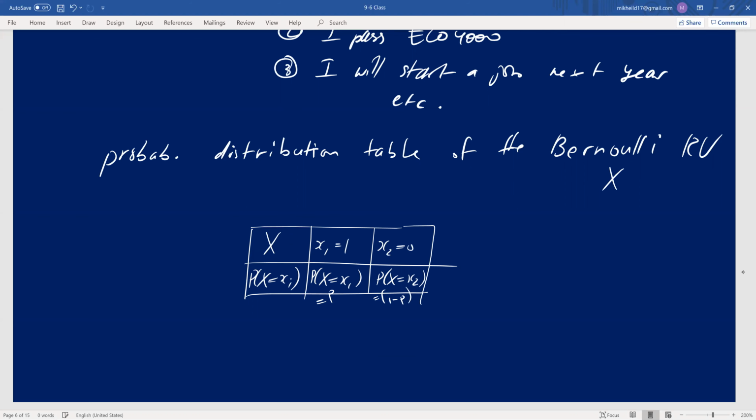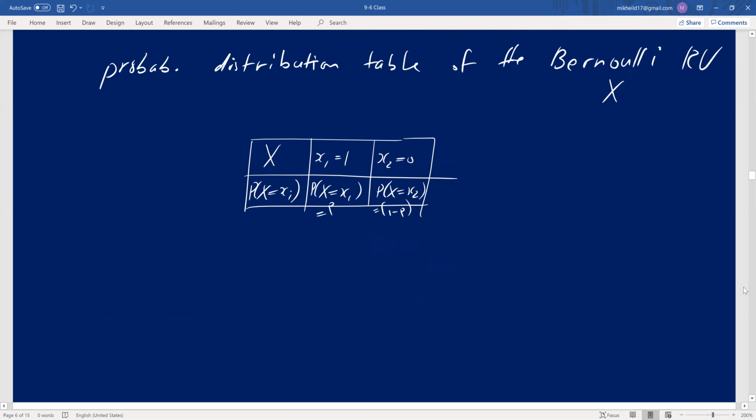Now, can we calculate the expectation of a Bernoulli random variable x? This will be 1 times p, plus 0 times 1 minus p. So this is p. So the expectation of the Bernoulli random variable x is the probability of success.